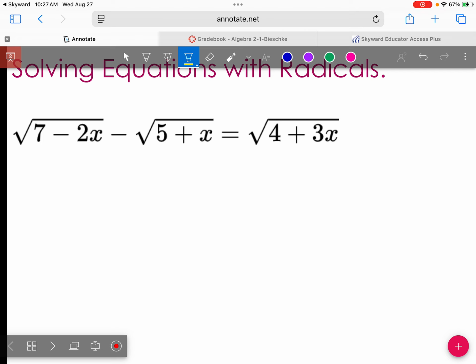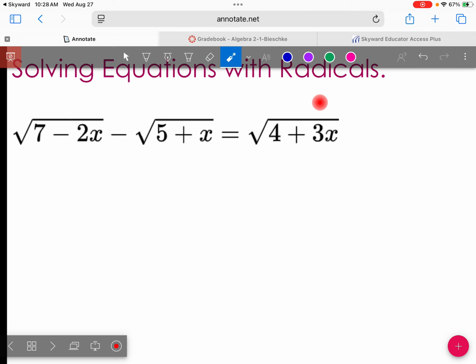We've got the square root of 7 minus 2x minus the square root of 5 plus x, all set equal to the square root of 4 plus 3x. And this one doesn't look like it's going to be that gross, but it is. The reason this is going to be gross is this minus sign right here, because we're subtracting these two radicals. Because I can't combine them together when it's subtraction between them. If they're multiplied, we'd be ready to go. But since they're being subtracted, or if they're being added, we can't just combine them together.